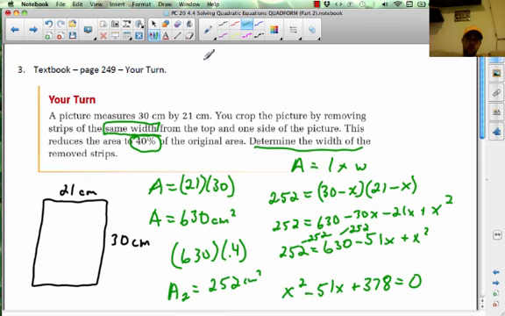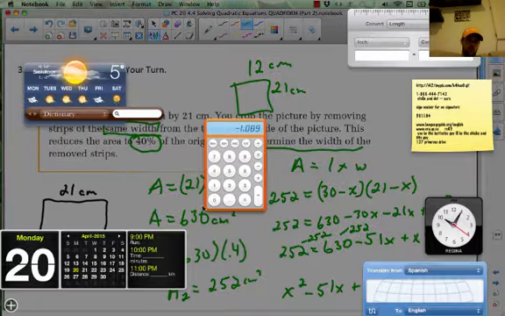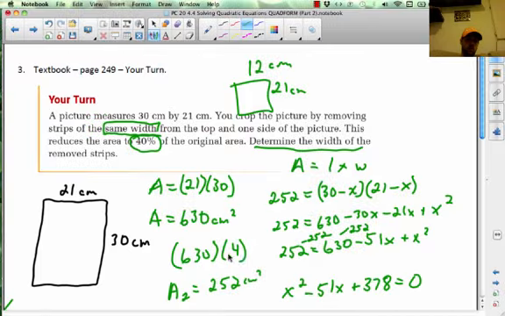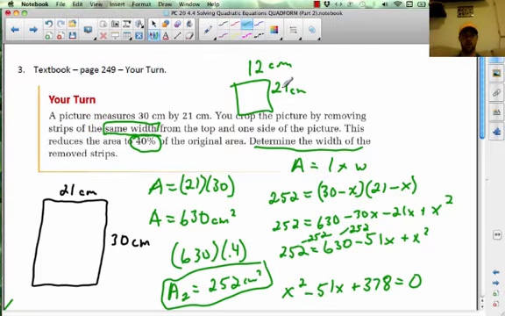If we took it a bit further, the new picture would be 21 minus 9, which is 12, by 30 minus 9, which is 21. And we can double check. 12 times 21 equals 252, which is perfect because we determined that had to be our new area early on in the question. That's it for today. See you in class.